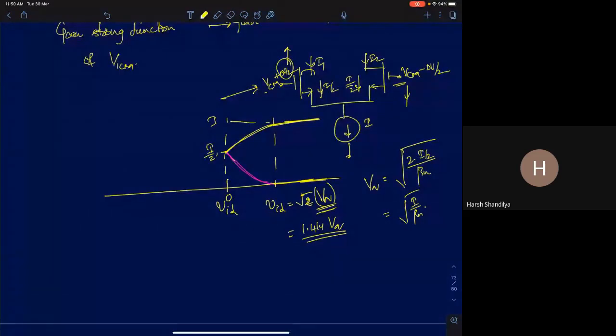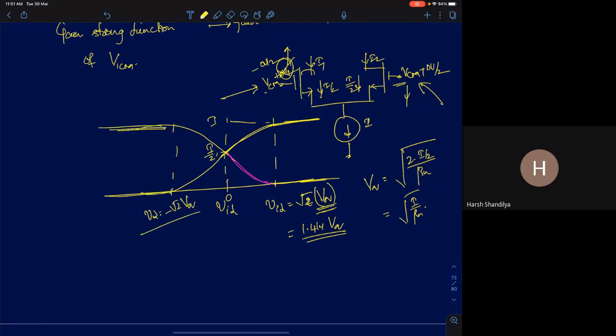Now let's do the opposite. I am going to apply minus delta V by 2 here and plus delta V by 2 on the other side. The exact opposite thing will happen. I1 will reduce and it will go to 0. I2 will increase and it will go to I. It will reach a value of I when the differential voltage is minus of root 2 times V overdrive. So this is the large signal differential characteristics of a current biased differential pair. You should get this graph, and the point where it transfers is this.